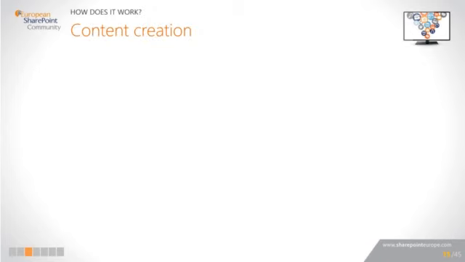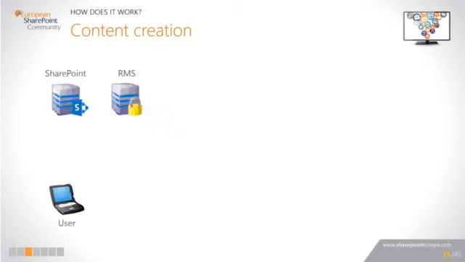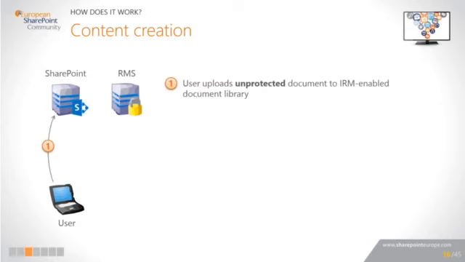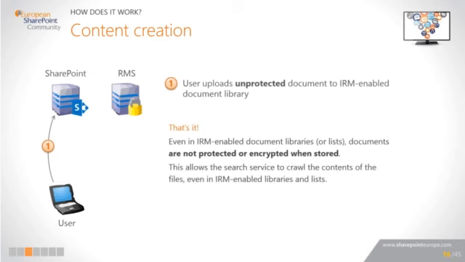Regarding content creation, here's what happens. In a typical IRM setup, you have the SharePoint farm, and you need an RMS to handle the rights management workload. A user uploads a regular, unprotected document to a SharePoint document library. And that's it. Nothing else happens.